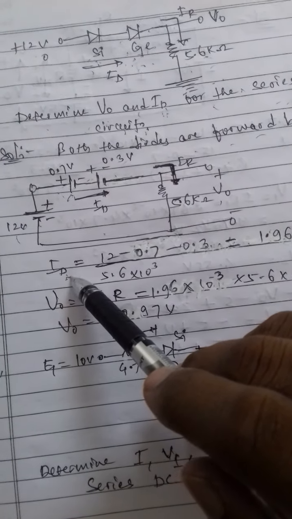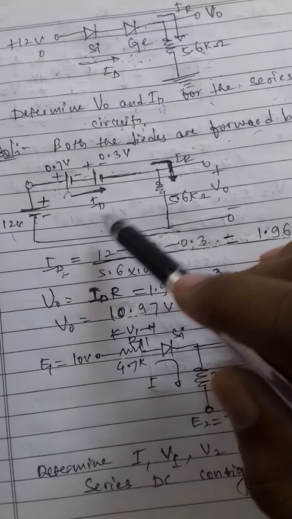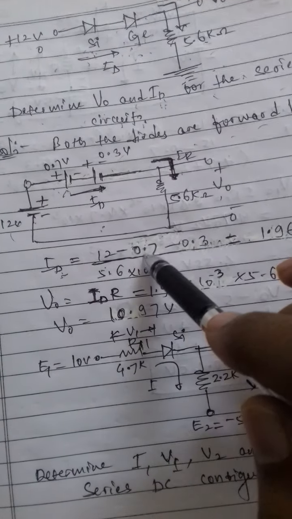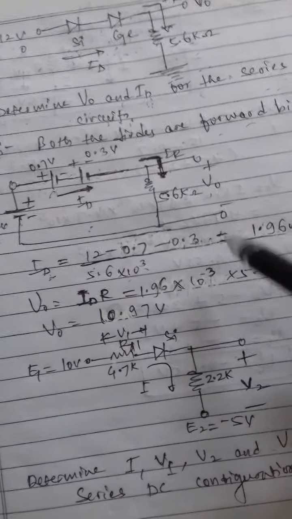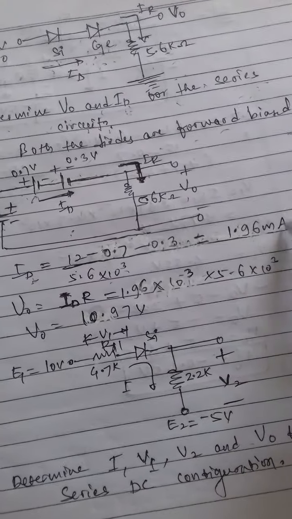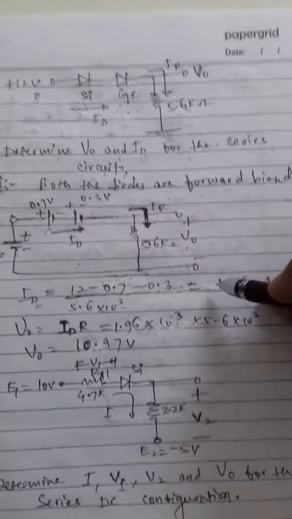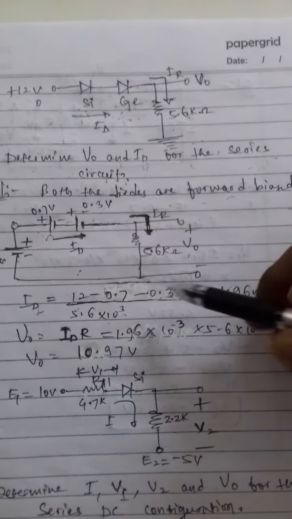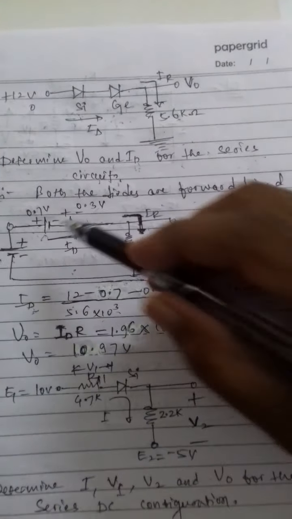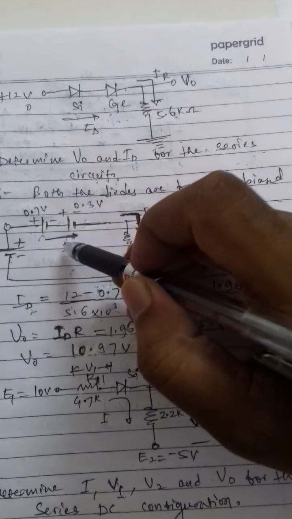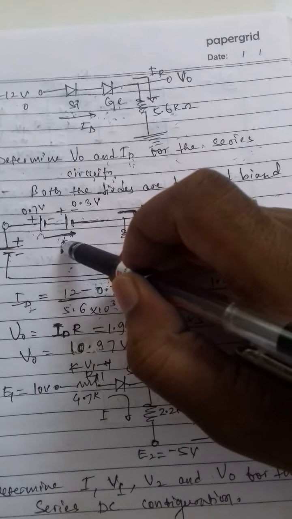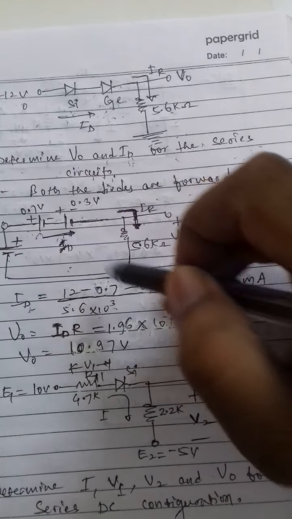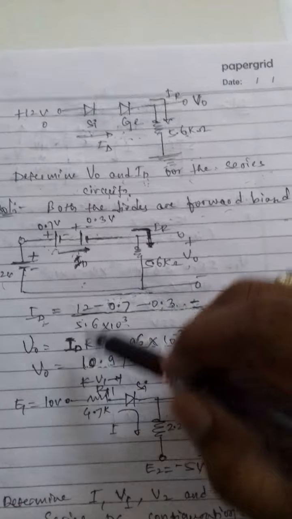The current flowing through the diodes, if KVL is applied, is 12 minus 0.7 minus 0.3 upon 5.6 into 10 raised to 3, which is equal to 1.96 milliamperes. That is the diode current, which is flowing within this closed path.